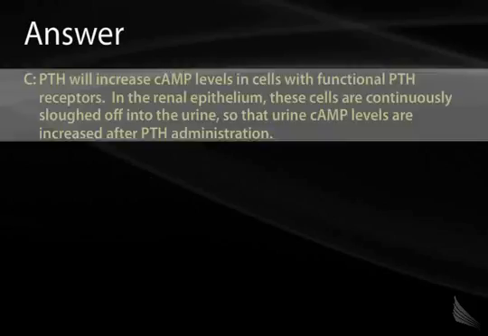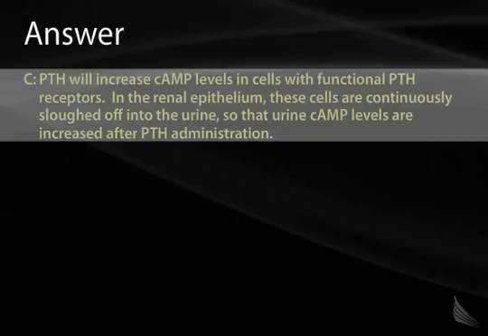The correct answer here is C. Urine cyclic AMP levels. The reason is, as parathyroid hormone acts on G sub S on cells in the kidney, and as these cells are ultimately sloughed off, one can measure the production of cyclic AMP in the urine. This is the most direct measurement that we have of activation of G sub S on renal cells.